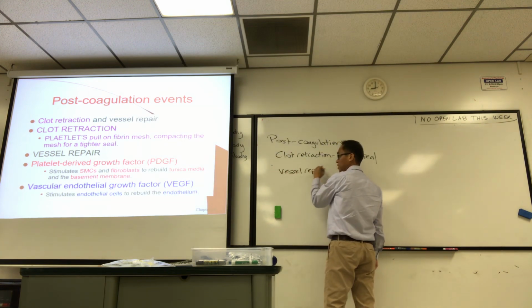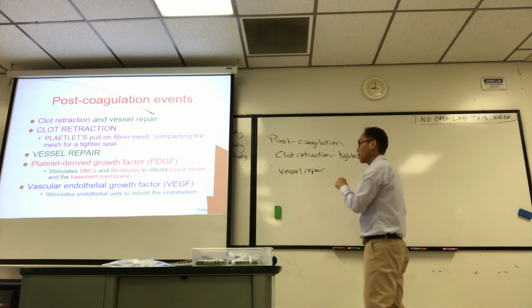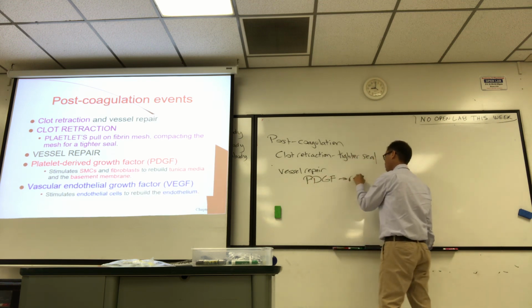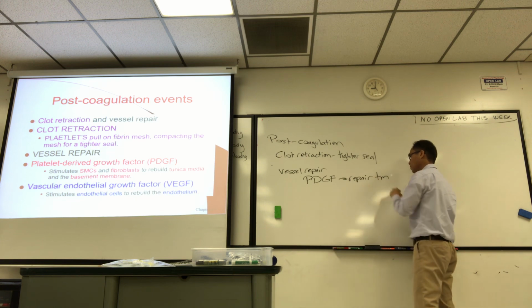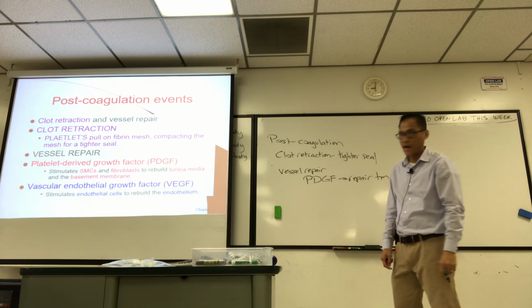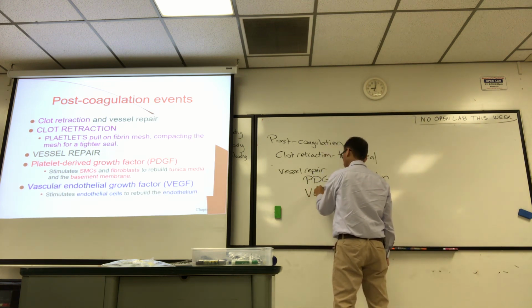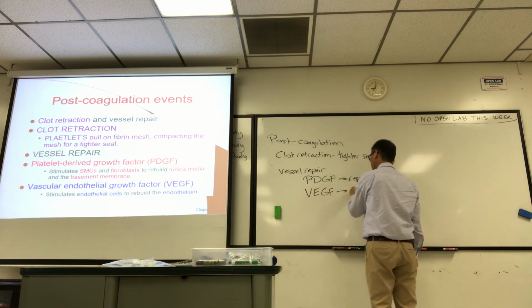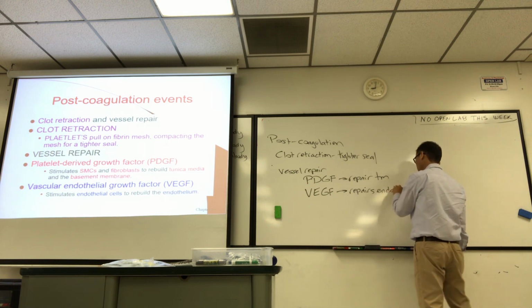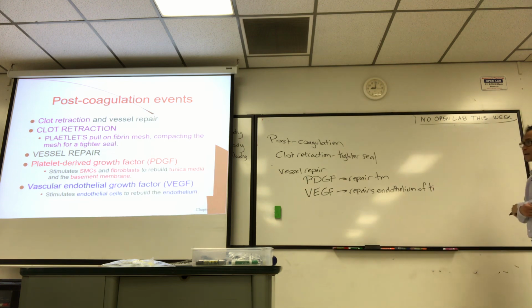I'm going to simplify it to a couple of things. PDGF, that repairs the tunica media. Platelet-derived growth factor helps repair the smooth muscle cells of the tunica media. VEGF will help repair the endothelium of the TI. Vascular endothelial growth factor repairs endothelium of the tunica intima, the TI.